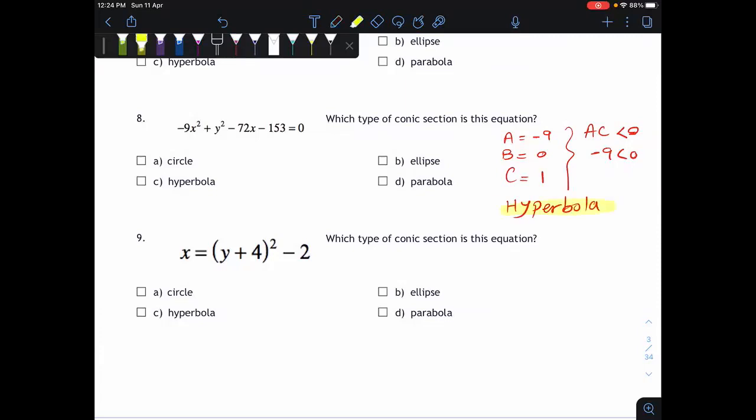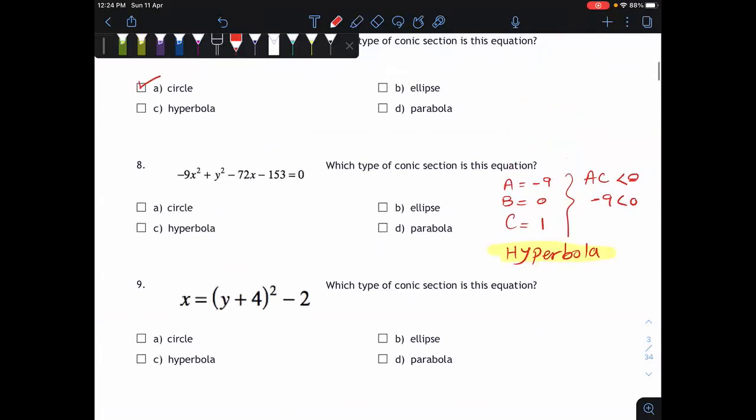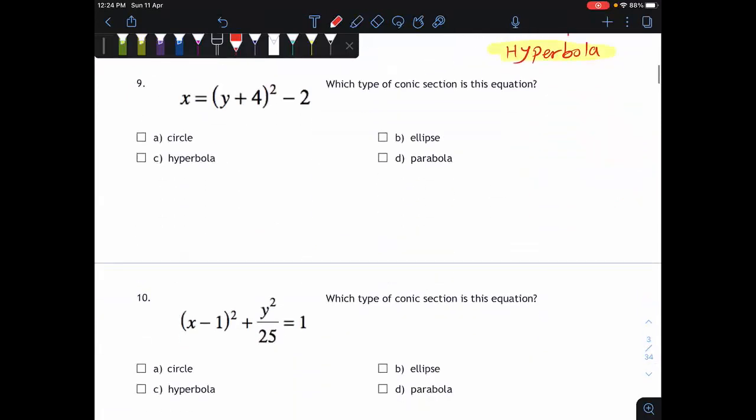This is the way to identify your conic section from the general equation. This equation is called the general equation. Which type of conic section is this equation: x equals (y plus 4) all squared minus 1? It's a parabola. Why a parabola? Because the squaring is on y. It's D.